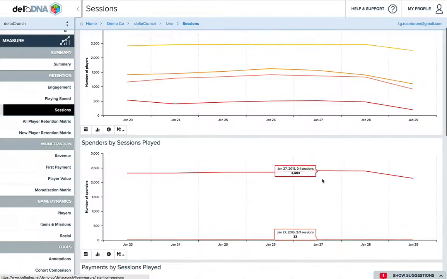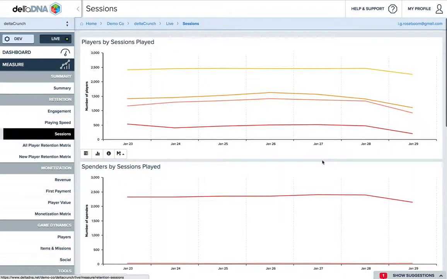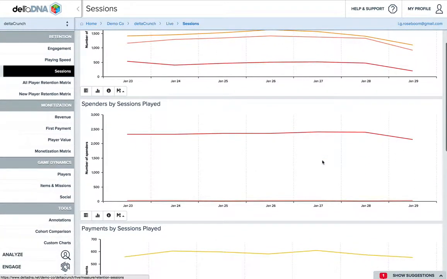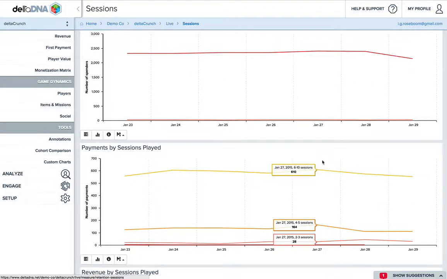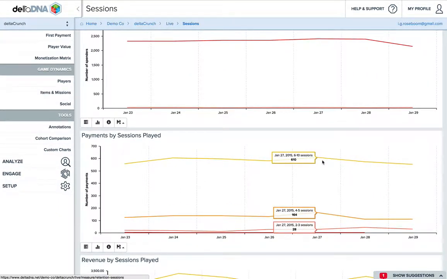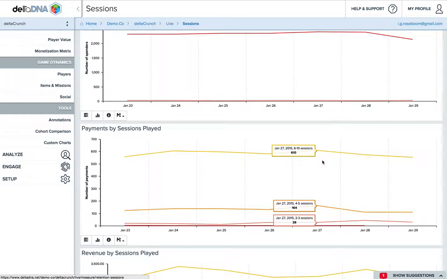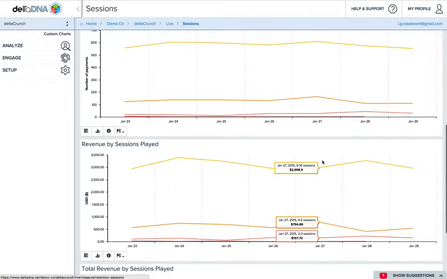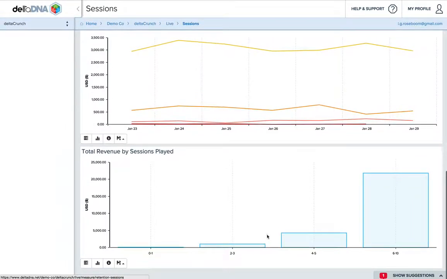And similarly, you can see the spenders by session played. So this doesn't quite work for Delta Crunch because the data is not set up quite properly. But again, this would be the same as the players, but now it's just showing you your spenders, the distribution of sessions on any given day. And here we're looking at the total number of payments on a day broken down by what session number people are in. And similarly for revenue. Finally, you have the total revenue by sessions played, which is just binning up how much revenue has come from players that are on different session numbers. And so here we can see that the most revenue has been generated by people who play the most, which makes sense.